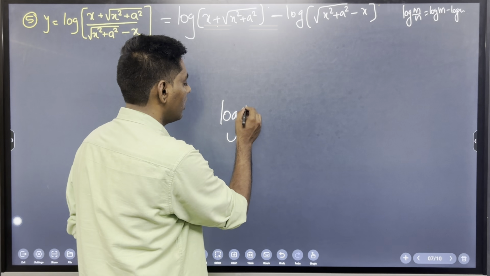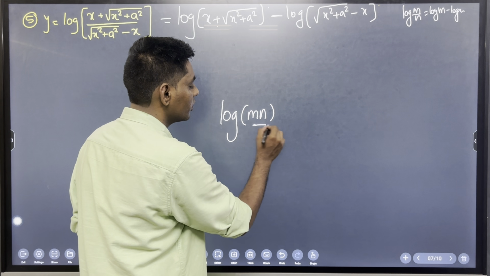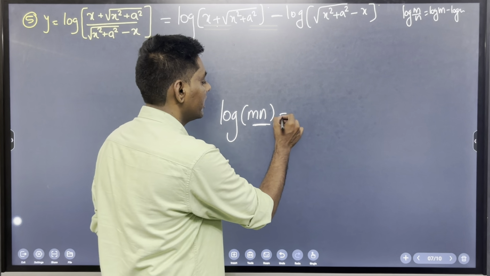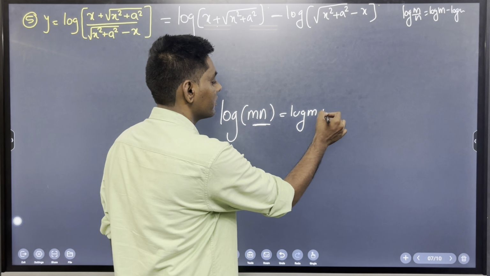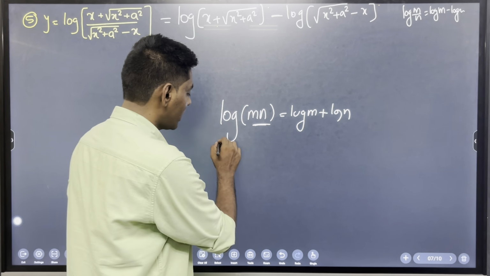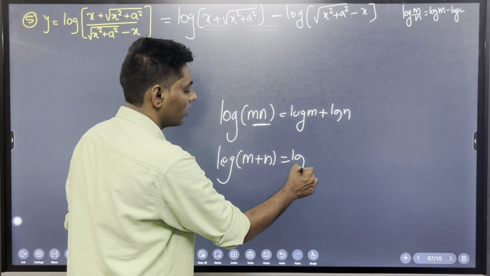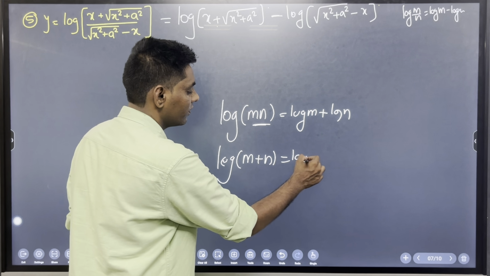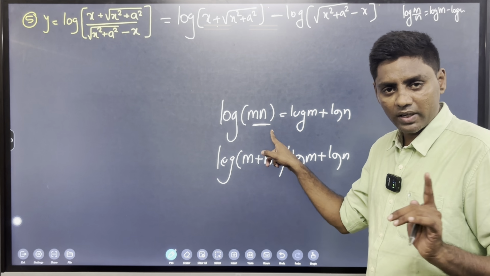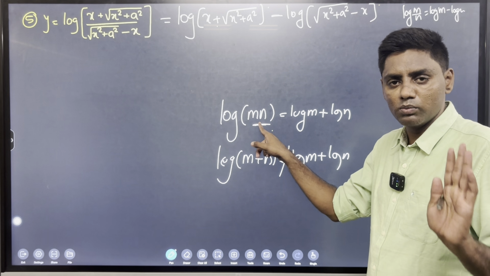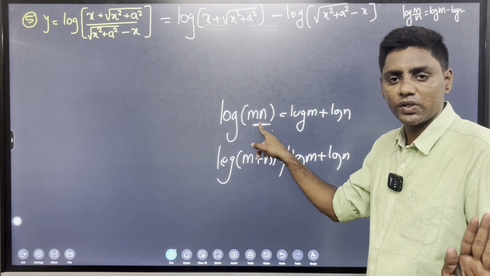When log of m into n is given, when the two terms are in multiplication, then you write the answer in addition. But don't write that log of m plus n equals log of m plus log of n. This is wrong. Many students make this mistake when applying the logarithmic properties. Remember that this is right: when two terms are in multiplication, just solve them in terms of addition, taking log.